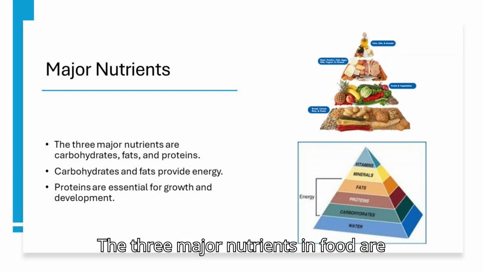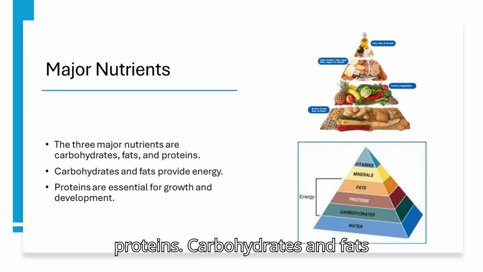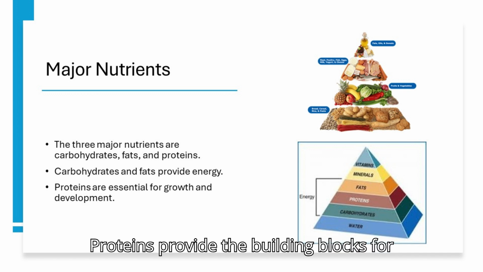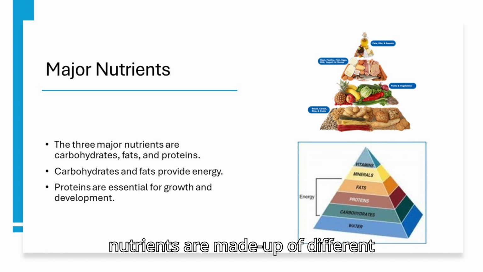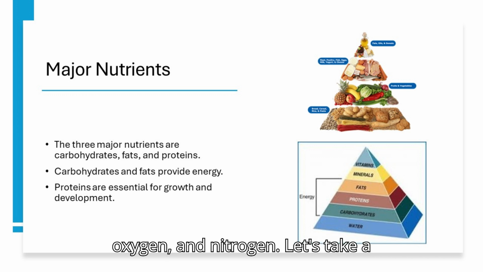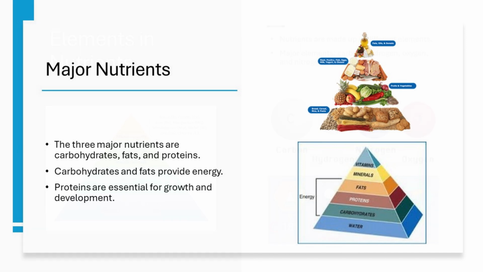The three major nutrients in food are carbohydrates, fats, and proteins. Carbohydrates and fats give us the energy we need to do work. Proteins provide the building blocks for our body's growth and development. These nutrients are made up of different elements like carbon, hydrogen, oxygen, and nitrogen. Let's take a closer look at each of these nutrients and their importance.